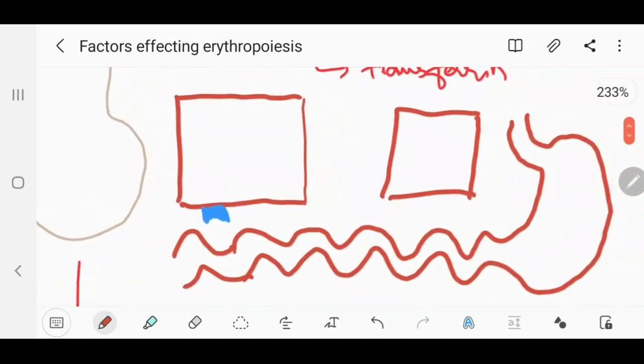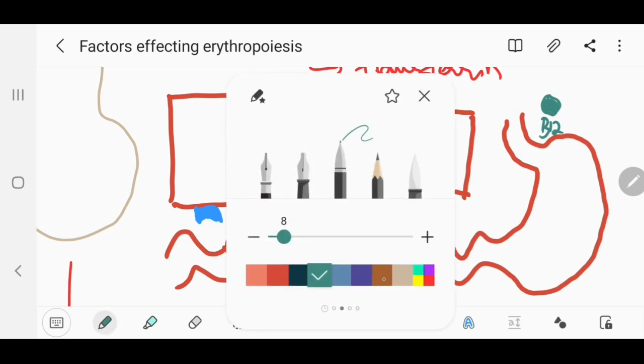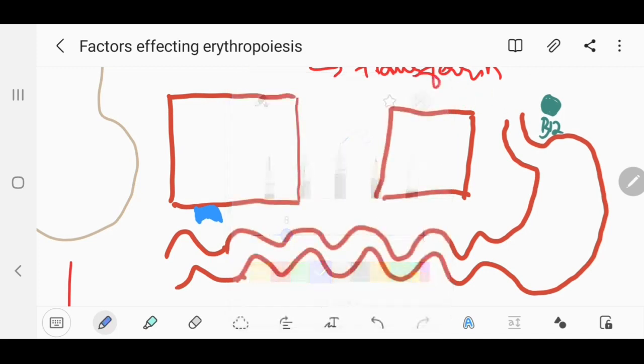Now let's talk about B12 and folic acid. Again, we get these components, folic acid and B12, from the food that is ingested. Suppose we have these two substances. One is B12, this green one is showing B12, and then we have this blue one which is known as folic acid. Over here I'll just write it as Fa.